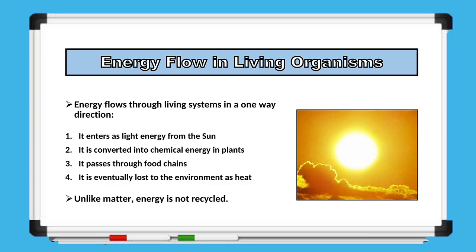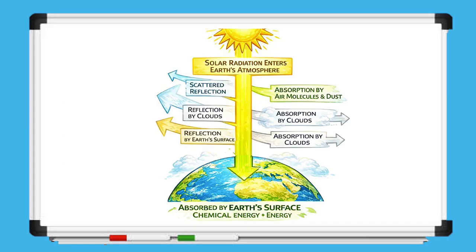As we can see in the diagram, the process begins when solar radiation enters the Earth's atmosphere. Once it reaches the atmosphere, the incoming solar energy follows several different pathways. A portion of the sunlight is reflected back into space through scattered reflection by particles in the atmosphere. Some of the energy is also reflected by clouds, while another portion is reflected from the Earth's surface, especially from highly reflective areas such as ice, snow, and deserts.